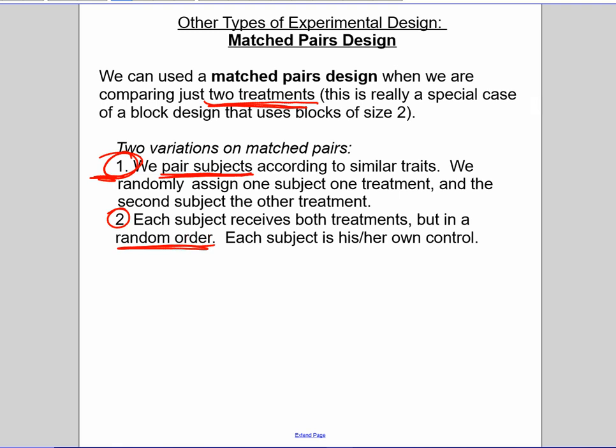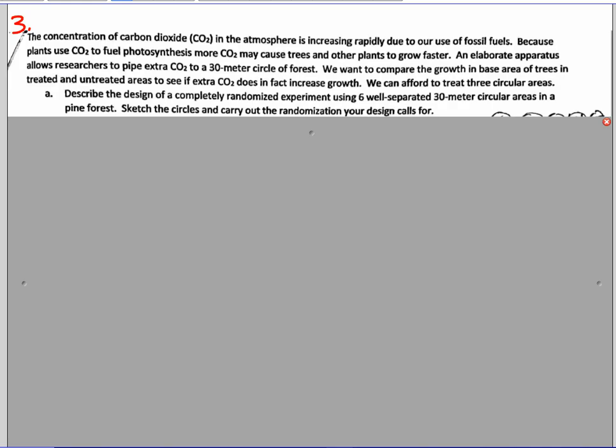So let me take you through 2 different examples. So now I'm on the matched pairs worksheet, okay? So we're going to actually start with number 3. Let's look at number 3. The concentration of carbon dioxide in the atmosphere is increasing rapidly due to our use of fossil fuels. Because plants use CO2 to fuel photosynthesis, more CO2 may cause trees and other plants to grow faster.